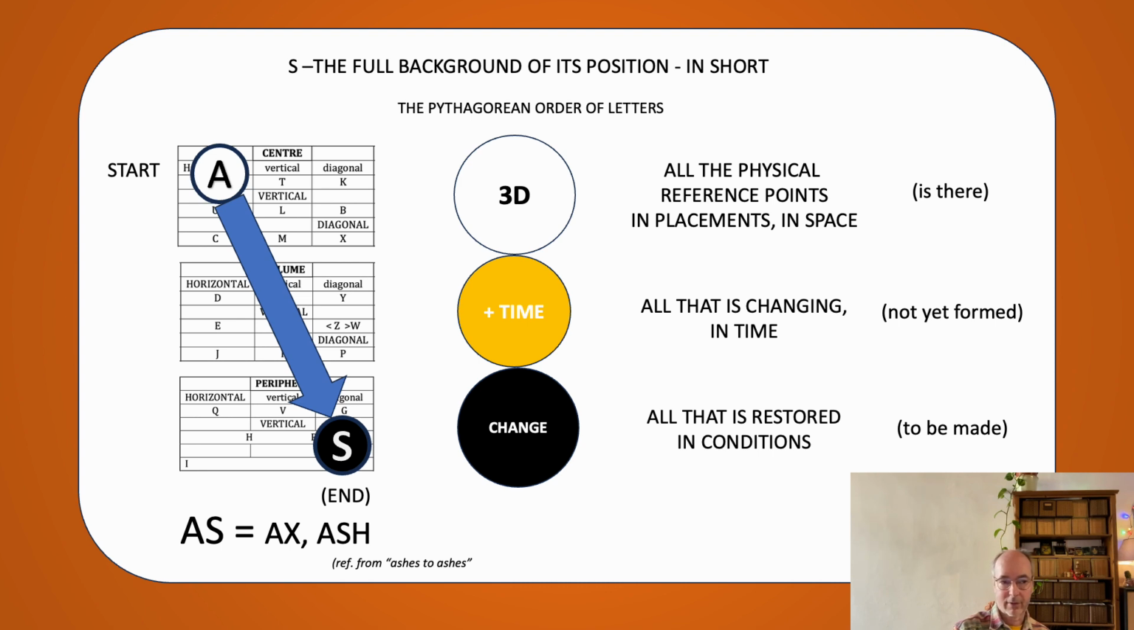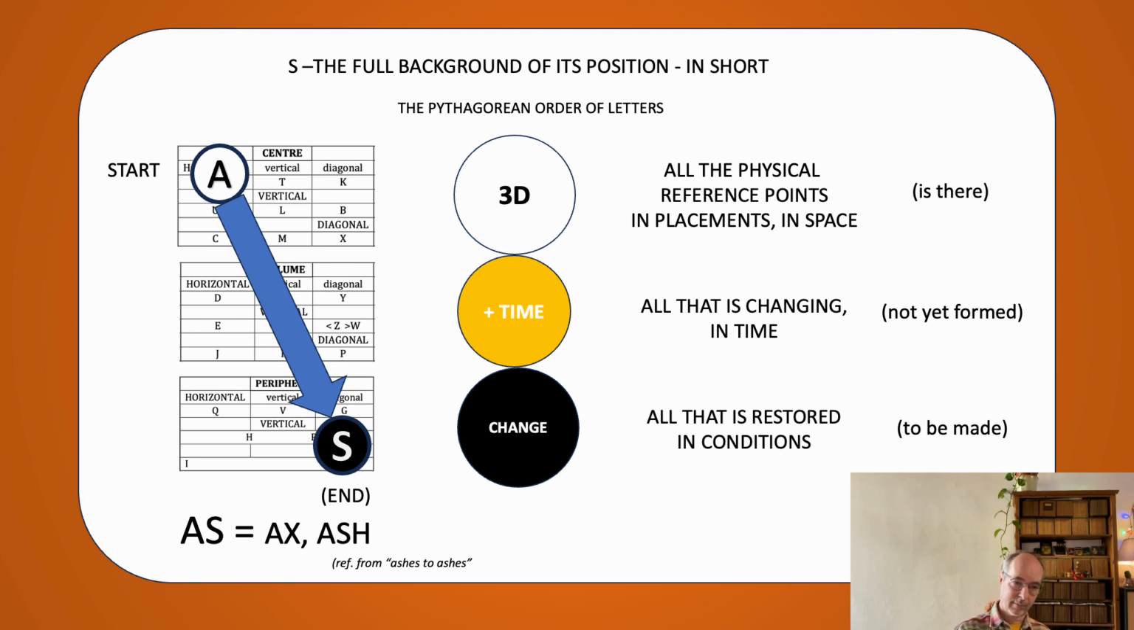reminds me of the saying from ashes to ashes. At the end of the cycle, from the beginning to the end of the cycle, we go from ash to ash. It's the end product as well. So it also expresses this word, and it is recognizable what the meaning of this word is, but simply by using the logic of where its position in the system is.